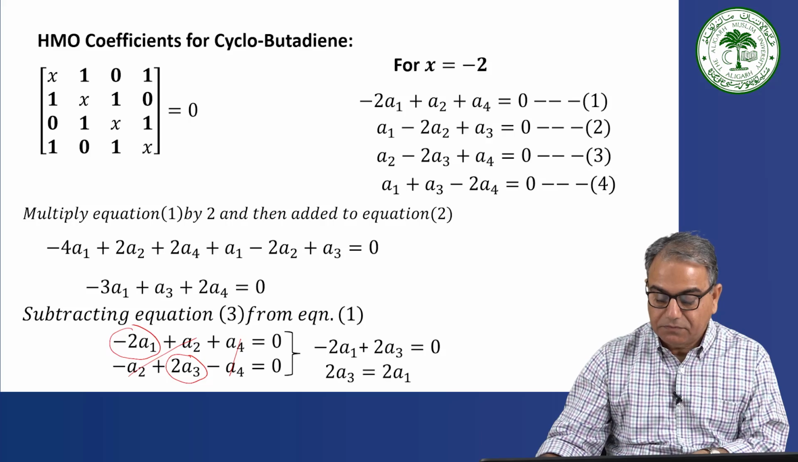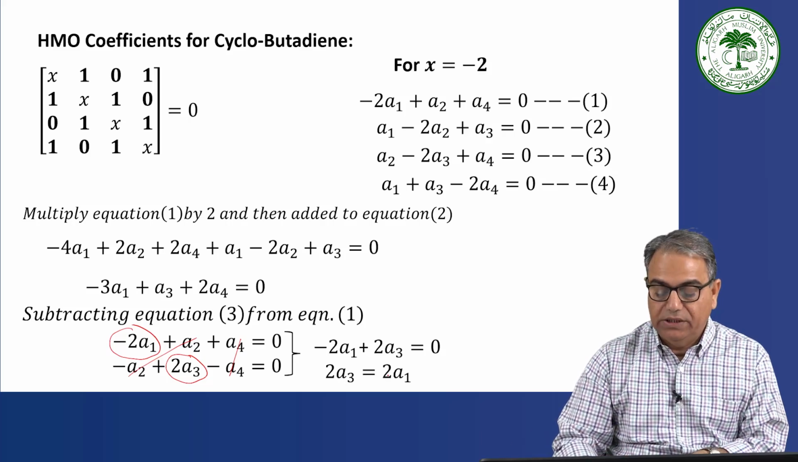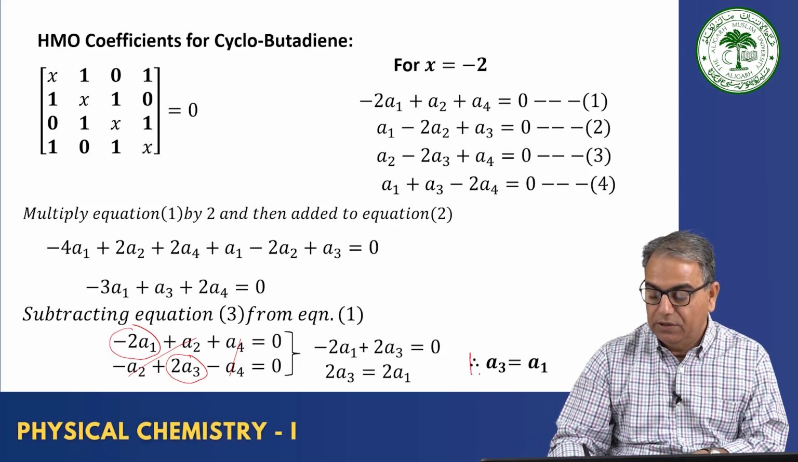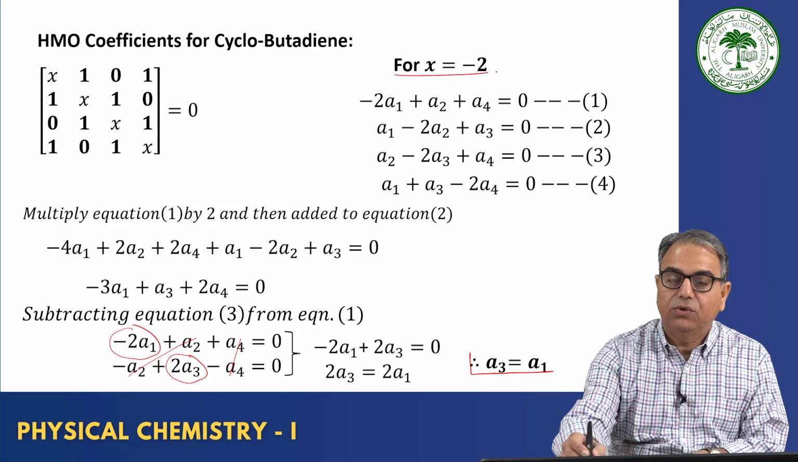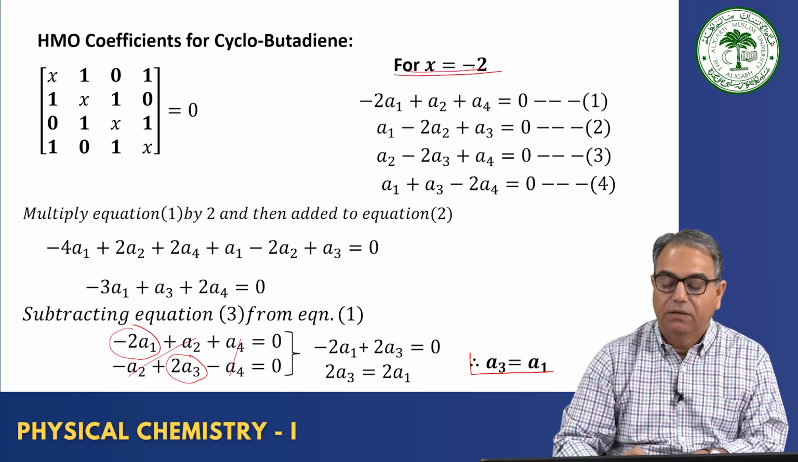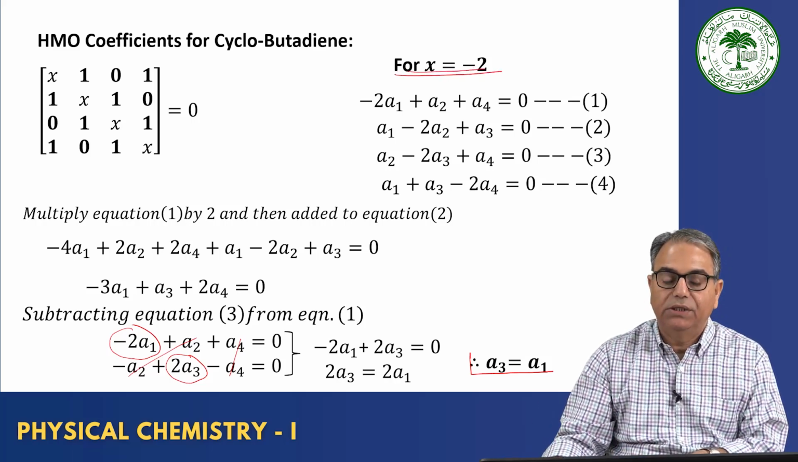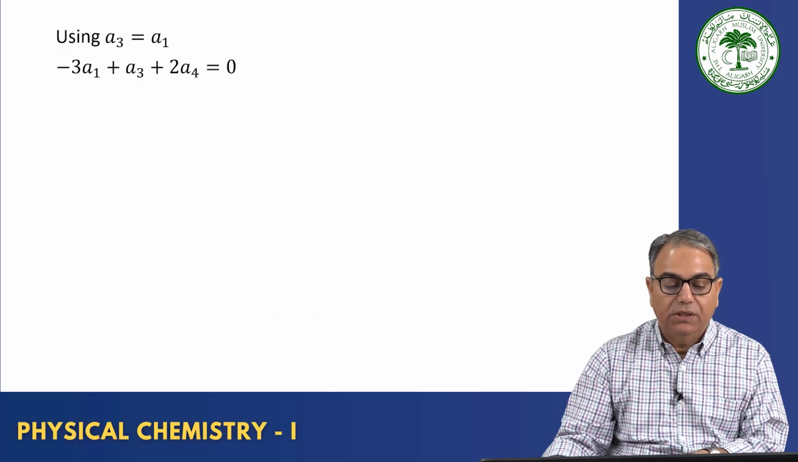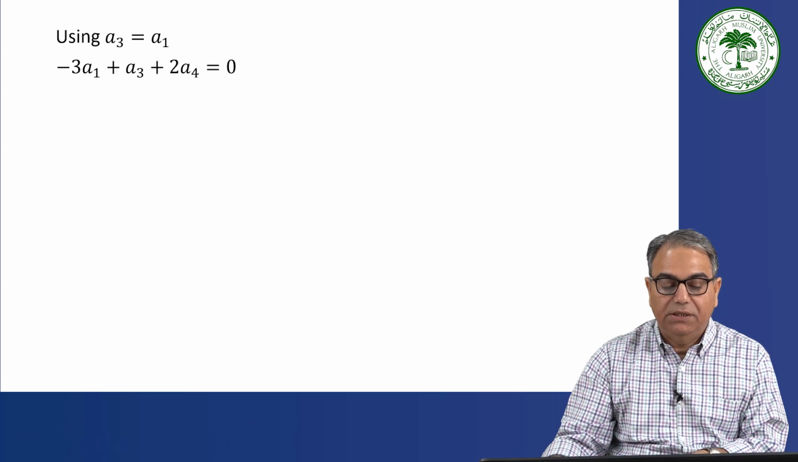And then what does it mean? 2a3 is equal to 2a1. It means a1 is equal to a3. So what you get is a3 is equal to a1, for x is equal to minus 2 I am talking about. So this becomes a3 is equal to a1. Using this equation, what do we do? I can write minus 3a1 plus a3 plus 2a4.